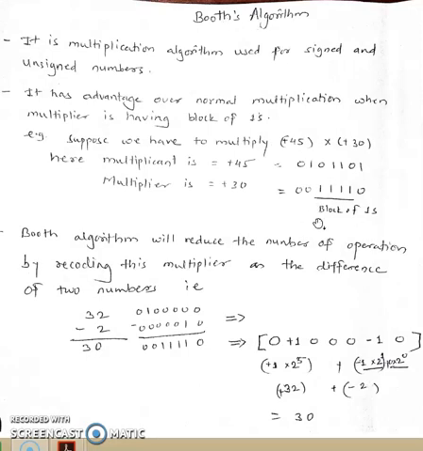What happens in normal multiplication? Suppose we are multiplying this 45 with this 30. First we multiply the whole number with this 0, then for this one we multiply the whole number, and for this one, and for this one, and so on. In total 7 partial products will be generated, and we have to add these partial products to get the final result.